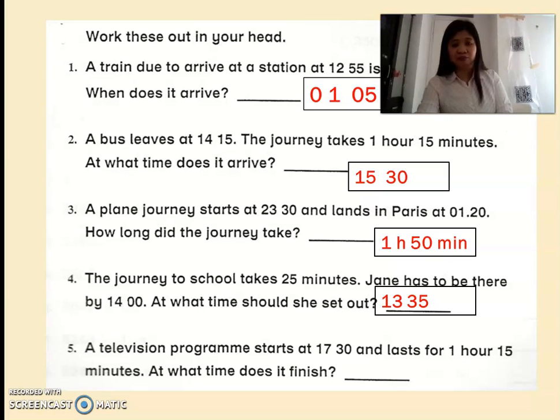Okay, next. A television program starts at 17:30 and lasts for 1 hour 15 minutes. At what time does it finish? So, time started 17:30 and lasts for 1 hour and 15 minutes. 17:30 start plus 1 hour will become 18:30, plus 15 minutes will become 18:45. Okay.